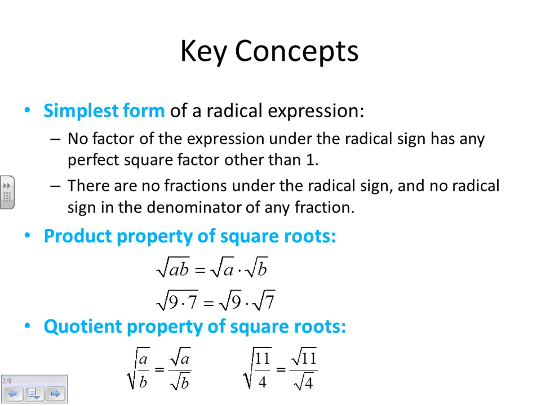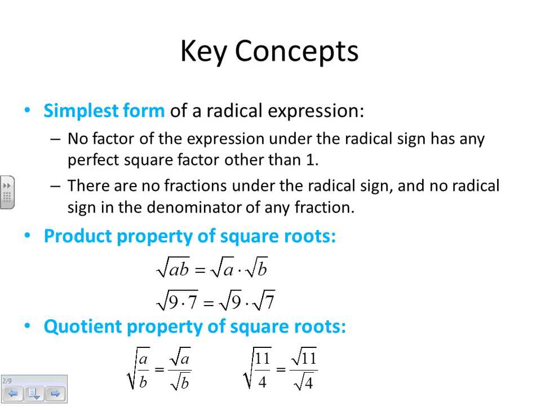Go ahead and get this copied into your notes, these key concepts, and then replay me when you're ready for the explanation. Okay, so we've got the simplest form of a radical expression. This means that no factor of the expression under the radical sign has any perfect square factor other than 1. Then there are no fractions under the radical sign and no radical sign in the denominator of any fraction. So it's kind of a faux pas if we have a radical in the denominator, no fractions under the radical, and we can't have any perfect square other than 1.